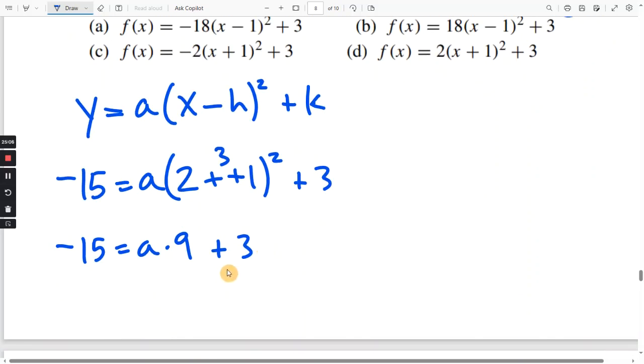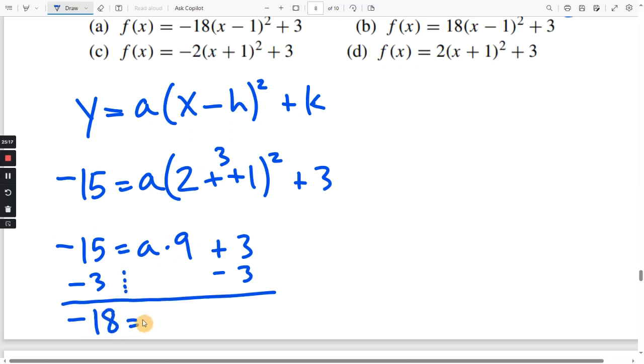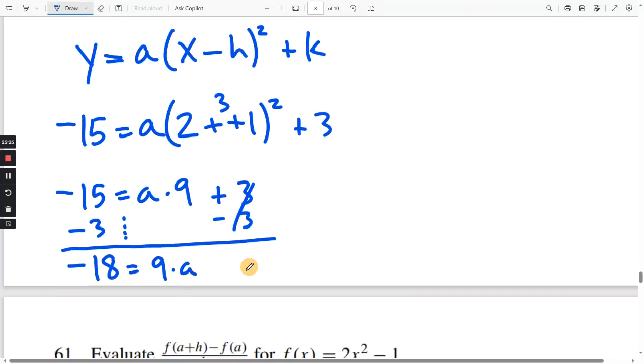All right, and if we do minus 3 on both sides, negative 15 minus 3 is negative 18. Bring down the equals. A times 9, 9 times a, same thing. 3 minus 3 is gone. Solving for a, the opposite of times 9 is divided by 9. I'll do that to both sides. Cancels here. Negative 18 over positive 9 is just negative 2. So a is negative 2.